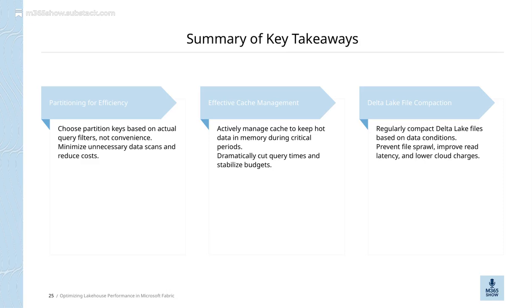Let's review some key takeaways for optimizing performance in our Lakehouse environment on Microsoft Fabric. First, regularly compact Delta Lake files based on data conditions. This is crucial because it helps prevent file sprawl, which can slow down your queries and increase costs. By maintaining smaller, well-organized files, you improve read latency and also lower your cloud charges.